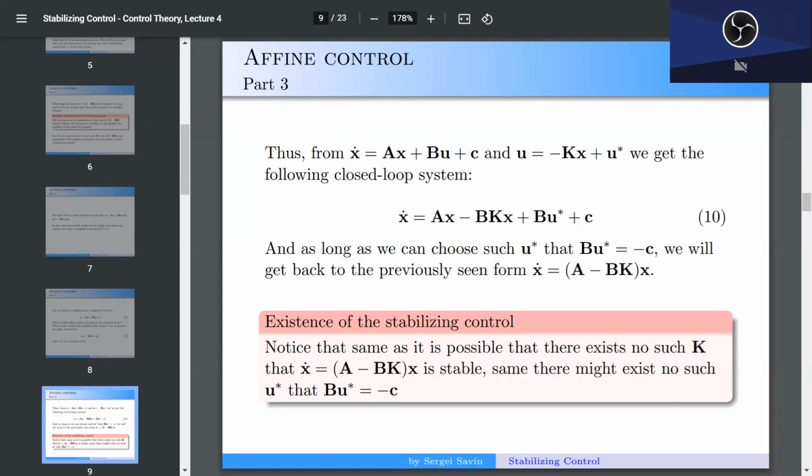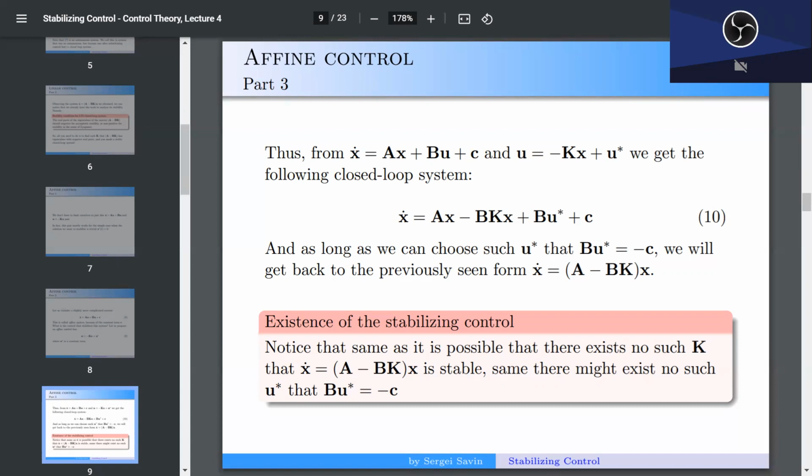Now there comes a question. Is it always possible to find such u star? No, right? Come again? That's not true. Good direction of thought, but it's not true. Exactly, but the opposite is not true, right?